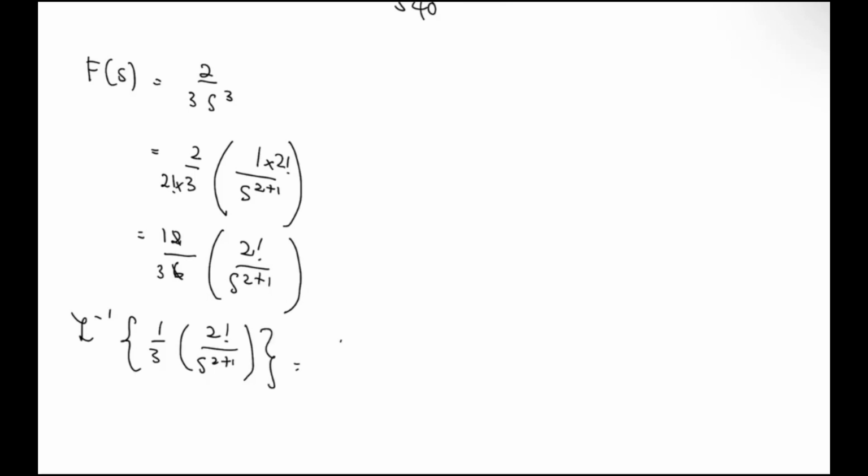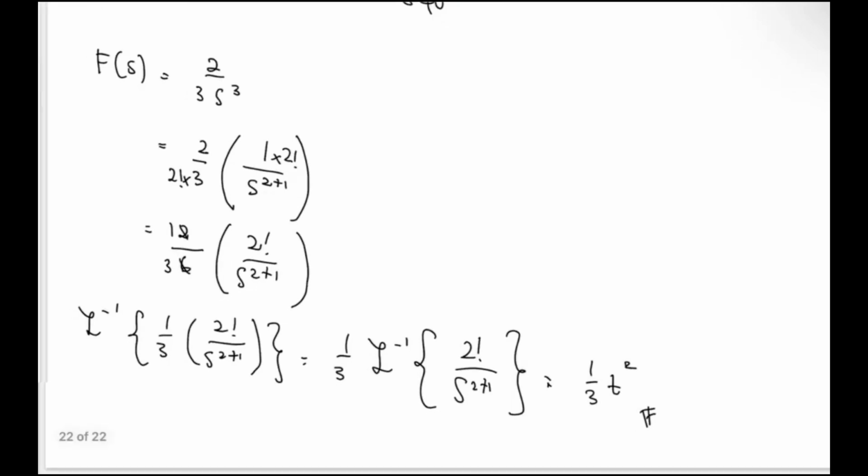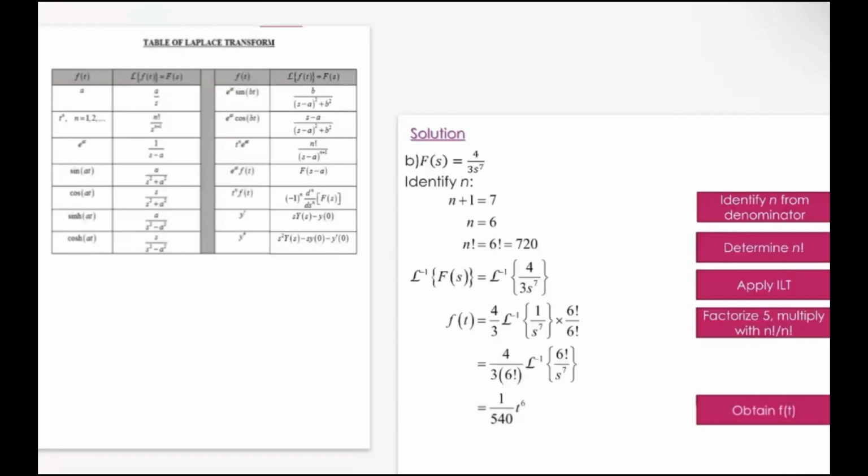This one is equal to 1 over 3 inverse Laplace of 2 factorial over s^(2+1). So this one is t squared, so we have 1 over 3 times t squared. Okay, let's move to the next example.